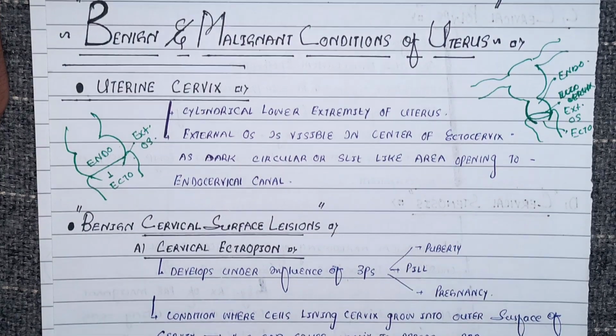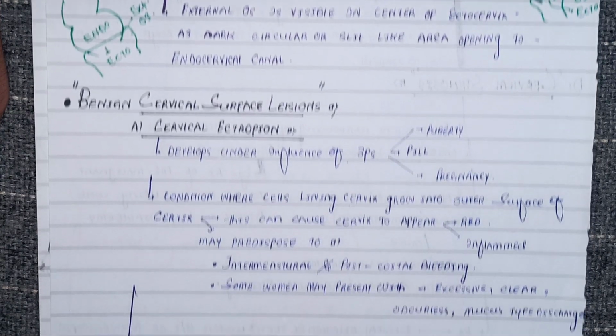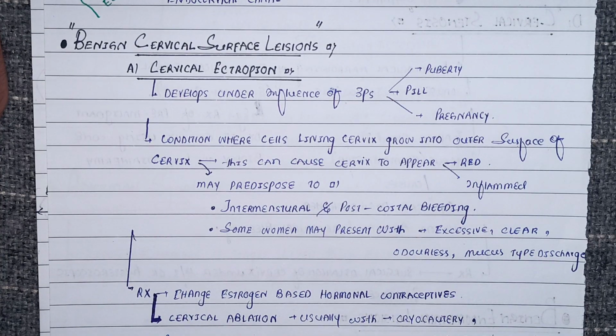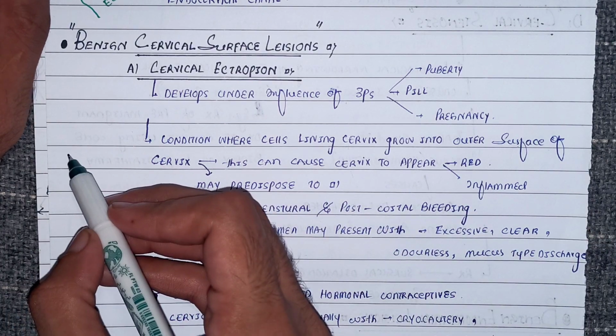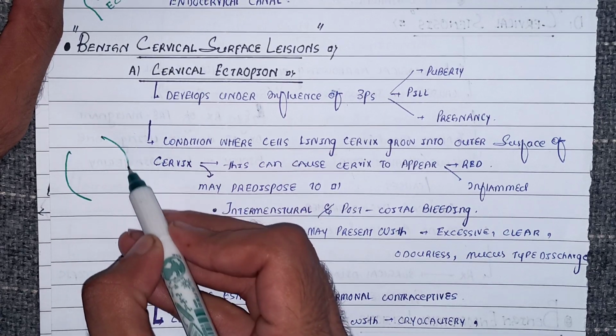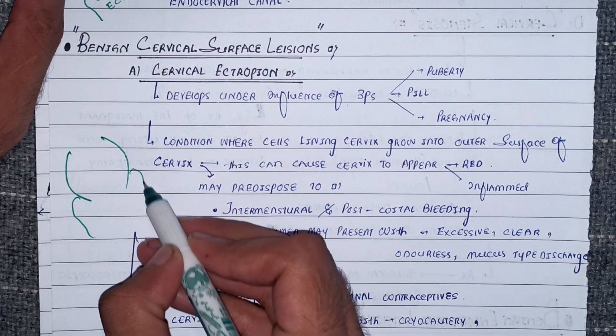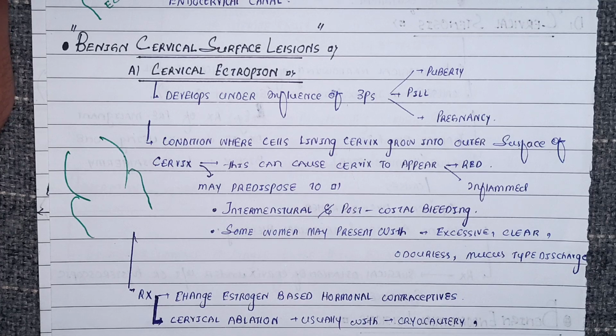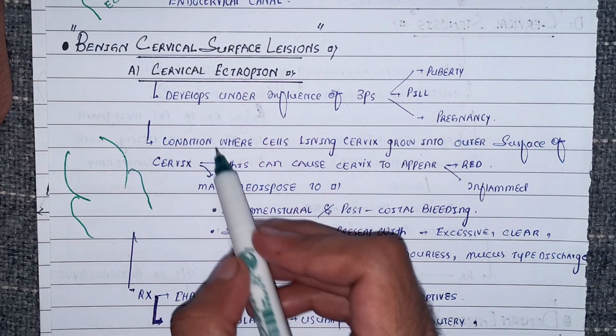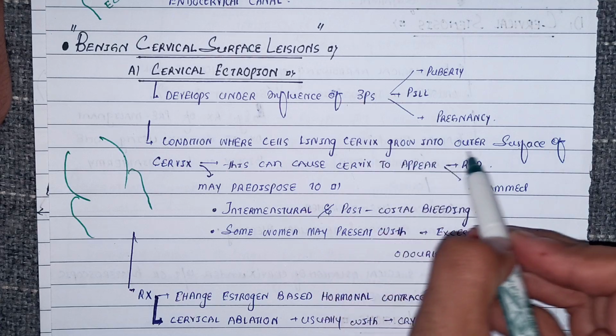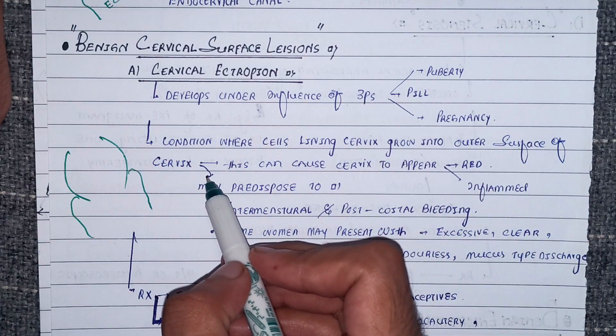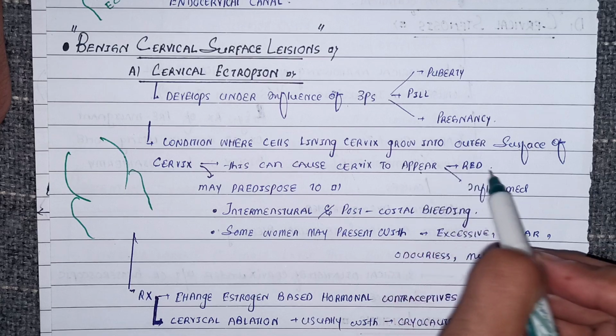Now let's talk about the benign conditions of the cervix. First is the cervical ectropion, and then I'll talk about the Nabothian follicles. So the benign conditions of the cervix include, number one, cervical ectropion. Cervical ectropion is the condition, beta, in which, if this is the cervix, a little part is present inside the vagina. In cervical ectropion, the cells lining the cervix grow into the outer surface of the cervix, right, and can cause the cervix to appear red and inflamed.